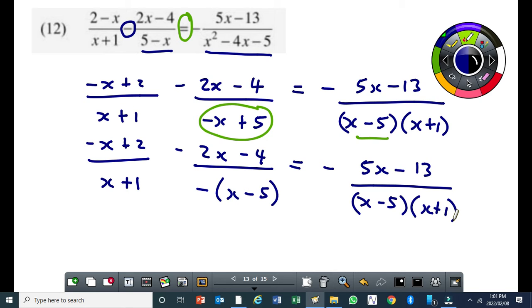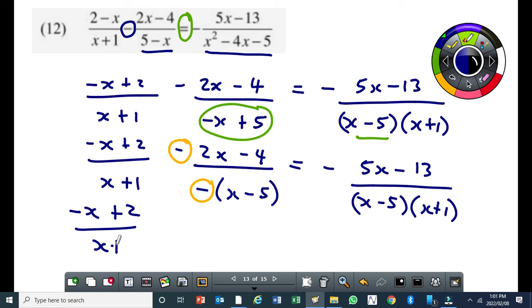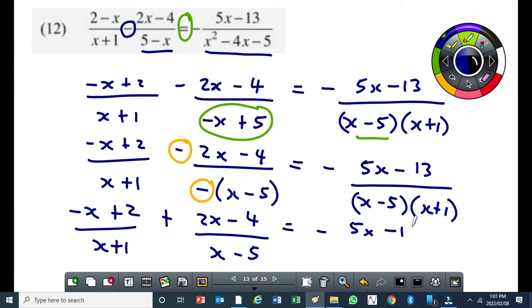So from here, this minus here and that minus there will make the fraction a positive. Let's carry on. So we get minus x plus 2 over x plus 1, plus 2x minus 4 over x minus 5, which is equal to minus 5x minus 13 all over x minus 5 times x plus 1.